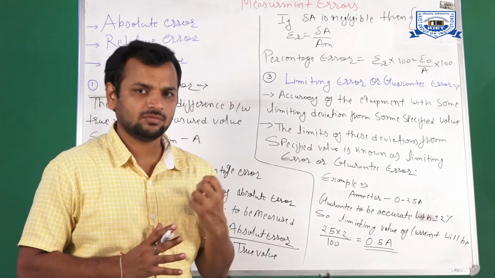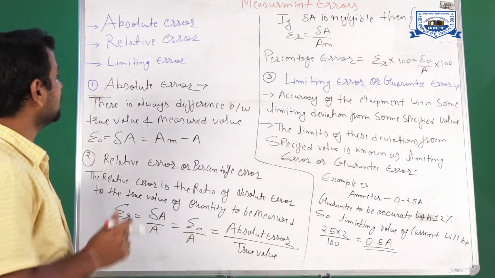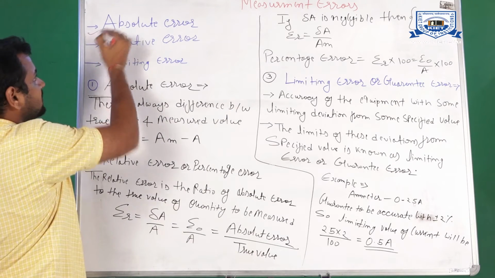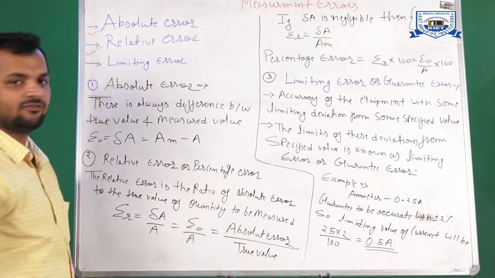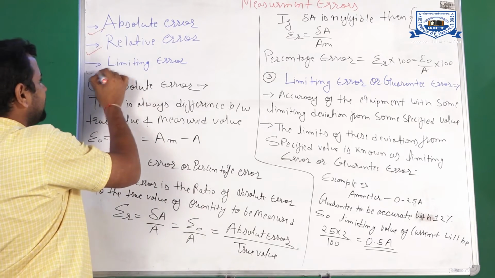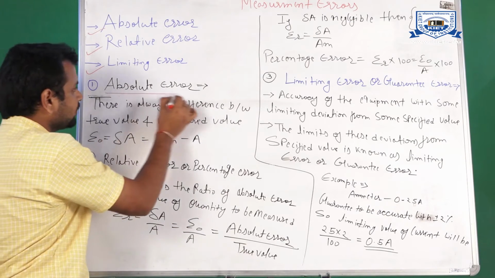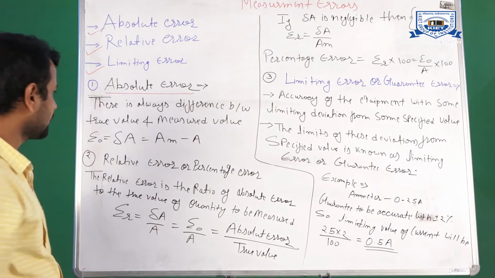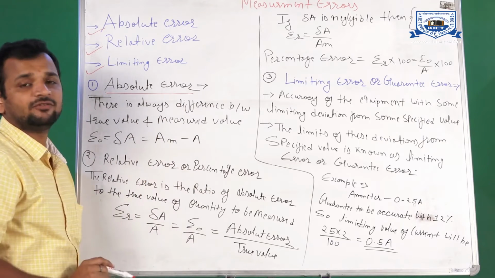When we are doing a measurement, generally three types of error occur. First is absolute error, second is relative error, and the third one is limiting error. So first is absolute error. There is always a difference between the true value and the measured value.